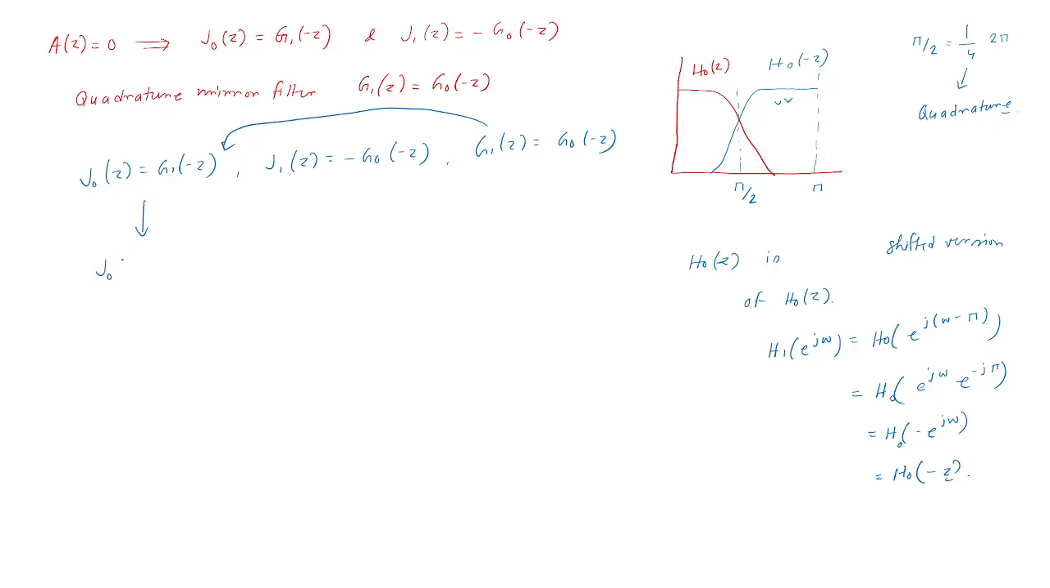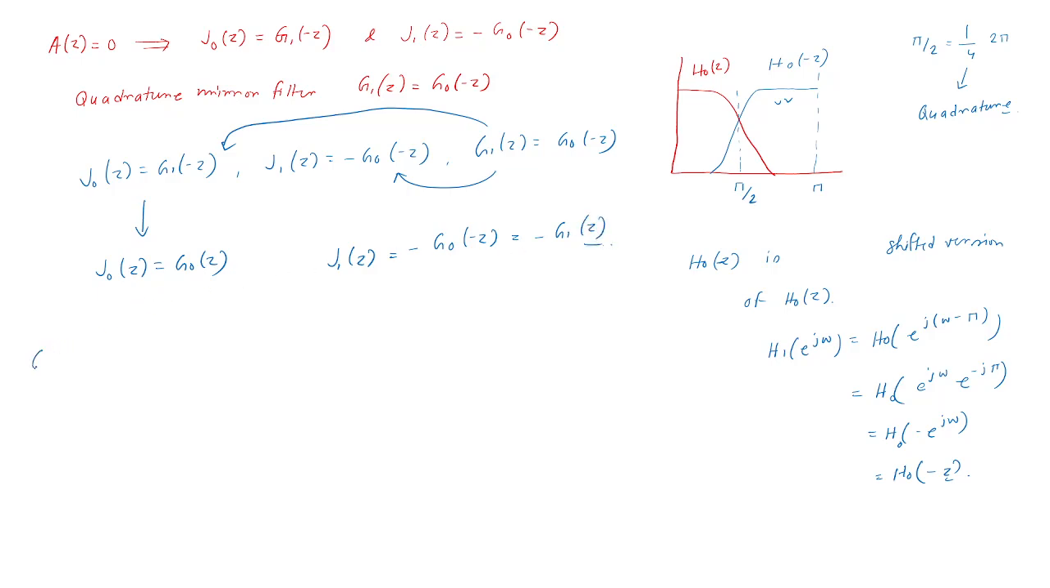this would result into J0(z) is equal to G0(z), and if you put it here, it results into J1(z) is equal to minus of G0(z). Anyway, it's like minus of G1(z) only.